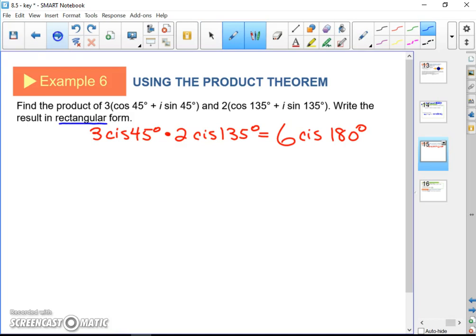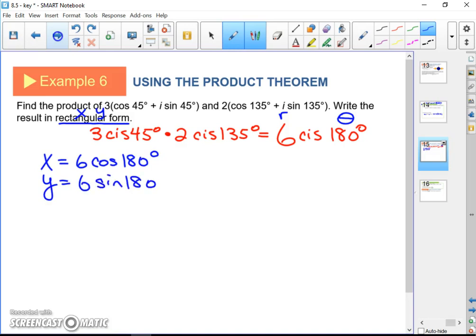But they ask us for rectangular form. So that's what makes this problem a little bit more complicated. Remember, rectangular form, we're going to need x and y. We have currently r and theta, but they want x and y. So we have formulas for that. X is going to be r times cosine theta, and y is going to be r times sine theta.